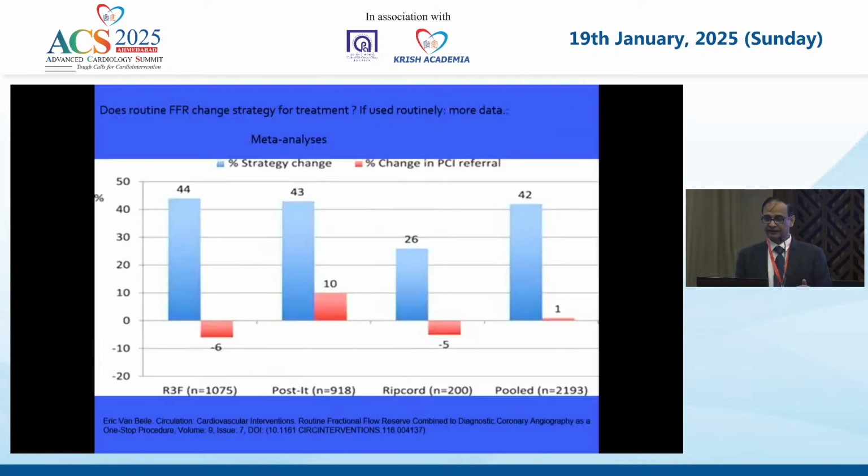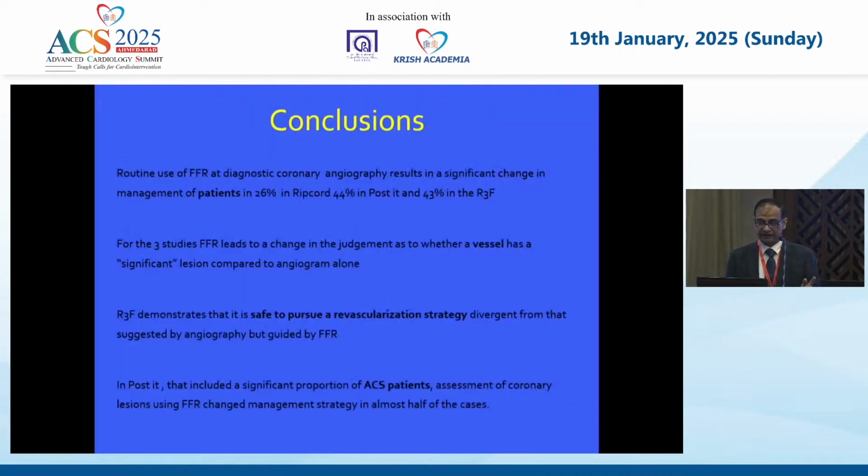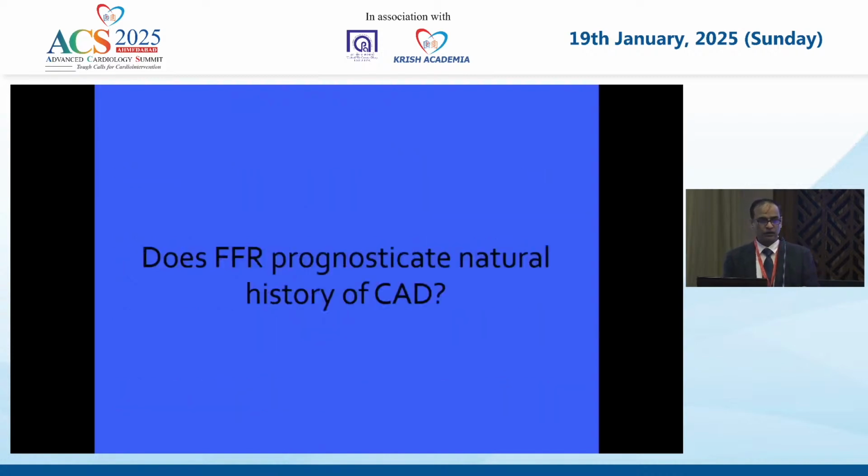So this was tested in 4 studies, in which they did routine FFRs in all vessels that had more than 40% stenosis. And they found that there was a percentage change in the strategy nearly 40% of the time, 26 to 40% of the time. It also showed, R3F showed, that it was safe to pursue a revascularization strategy that was different from what the angiogram showed. If we based it on physiology, it was safe and it was effective. And there was a significant proportion of ACS patients as well in this subset. So even in ACS, if we use physiology to guide our procedures, we are going to end up with a better result.